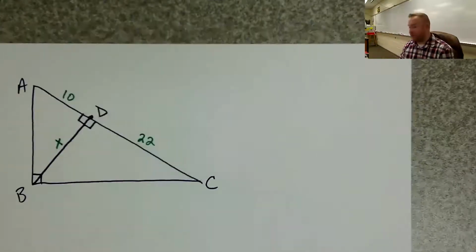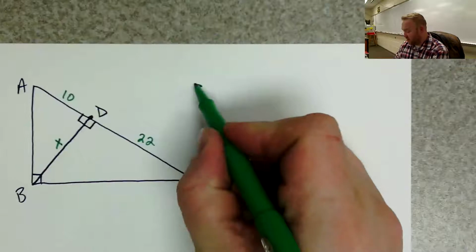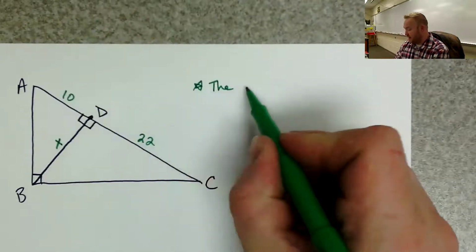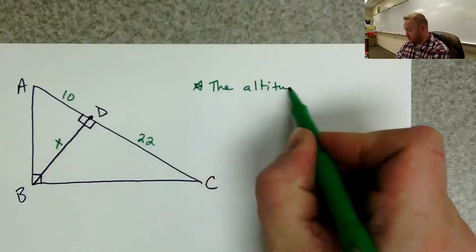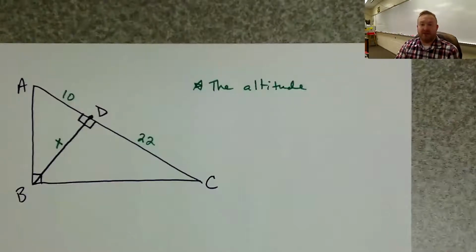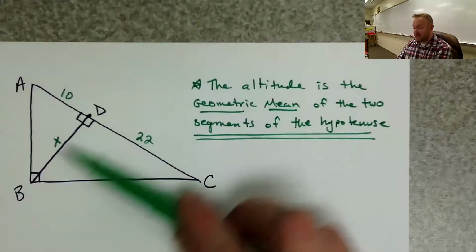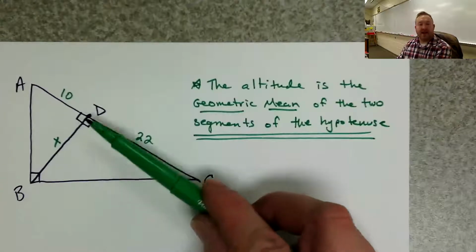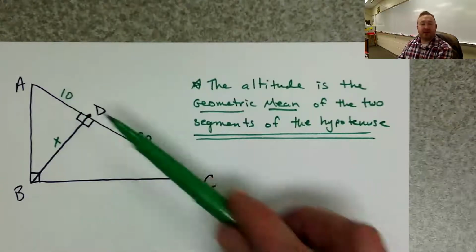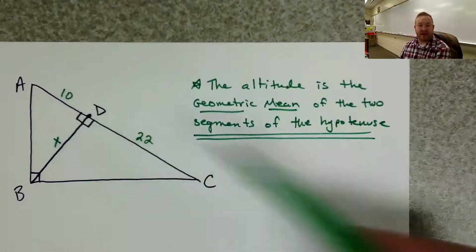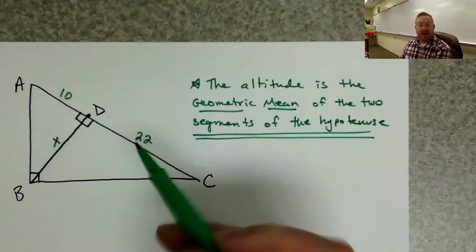So here's our first theorem that we're going to use today. And it says the altitude, let me go and write this out. I'm going to pause and it's going to magically show up for you. Okay, so our theorem is that the altitude is the geometric mean of the two segments of the hypotenuse. So X is our altitude in this case, and that is the geometric mean of the two segments of the hypotenuse, being the 10 and the 22.